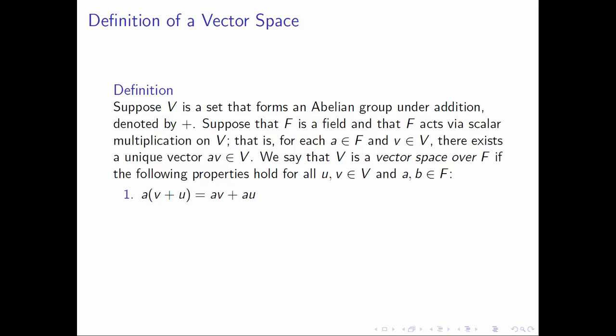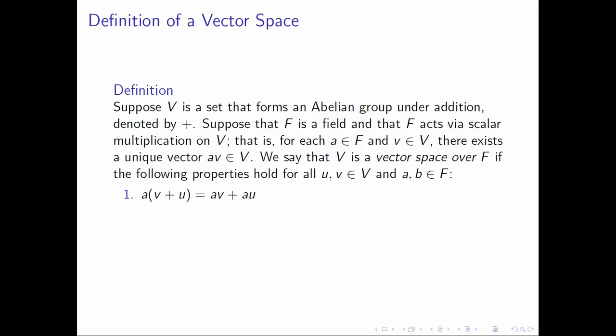But here's what I mean. F acts via scalar multiplication on the set V if every time I take an element a in the field and a vector v in the set, there exists a unique vector, which we're going to denote by av, in the set V. Now, we say that V is a vector space over F, so there are two things that are important here, both the set and the field, if the following properties hold. So whenever we see the letters u and v towards the end of the alphabet, they belong to the set V, and the letters a and b towards the beginning of the alphabet belong to the field F.